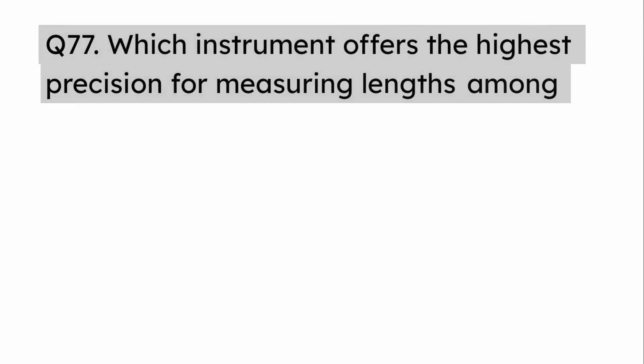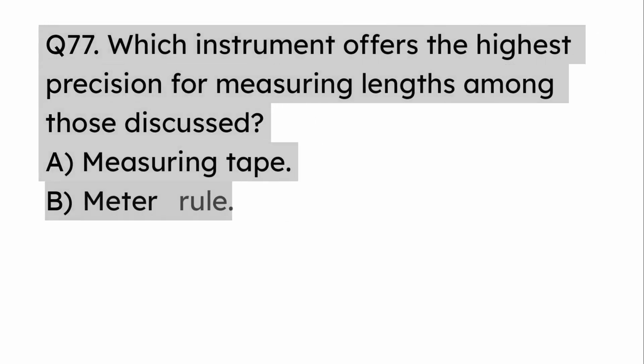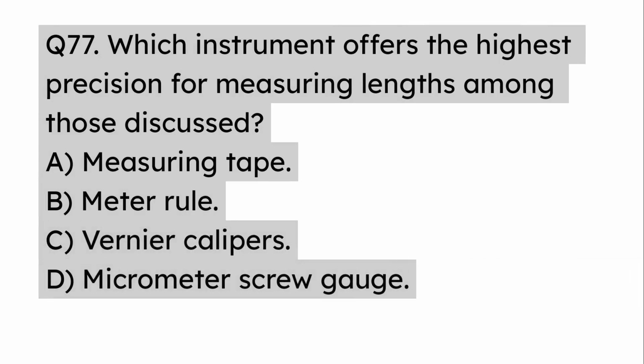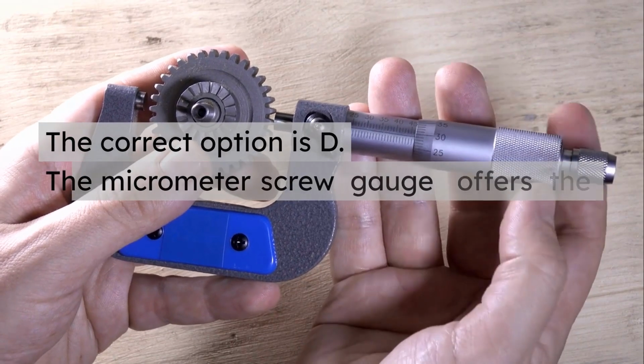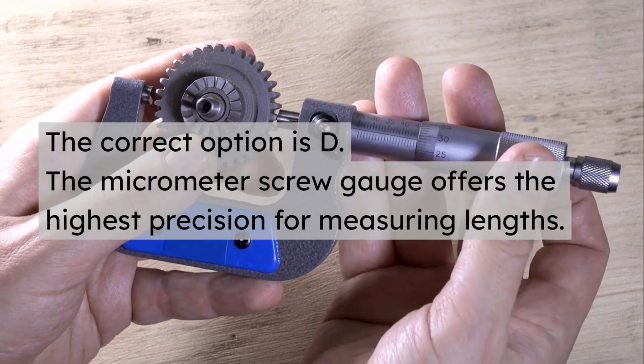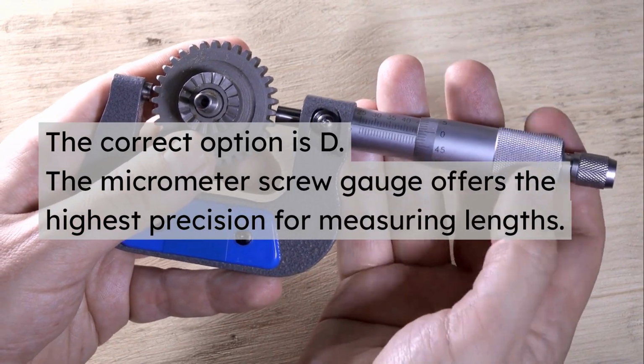Q77. Which instrument offers the highest precision for measuring lengths among those discussed? A. Measuring tape. B. Meter rule. C. Vernier calipers. D. Micrometer screw gauge. The correct option is D. The micrometer screw gauge offers the highest precision for measuring lengths.